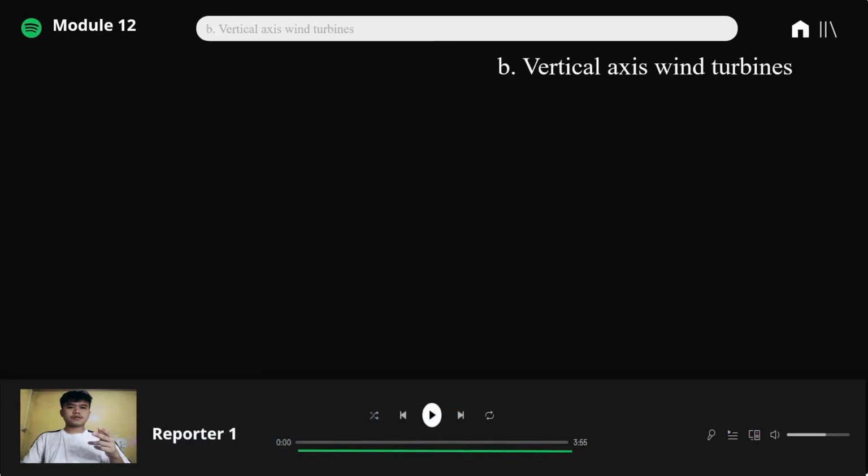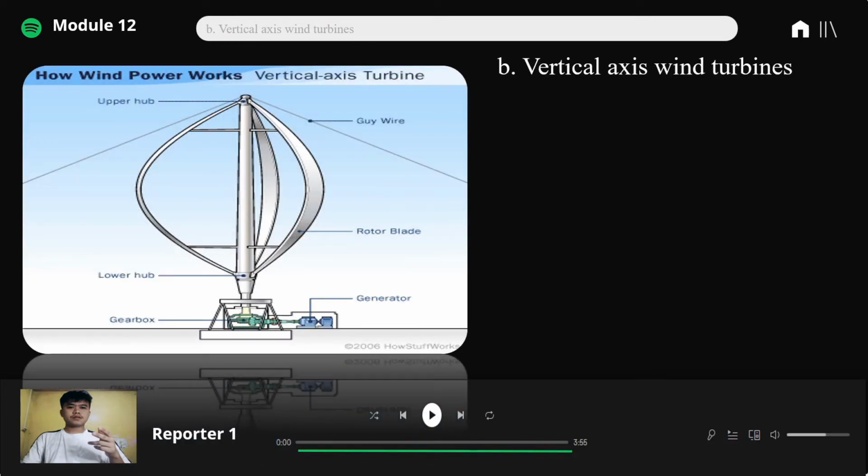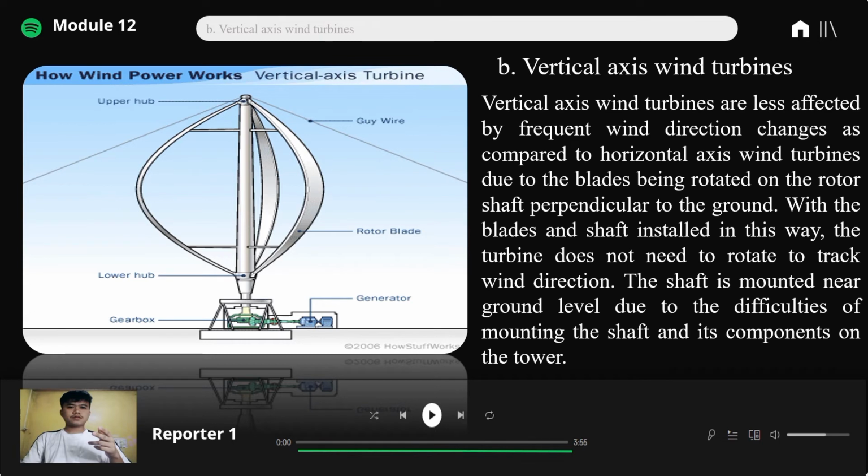Next, the vertical axis wind turbines. How wind power works for the vertical axis turbines. Vertical axis wind turbines are less affected by frequent wind direction changes as compared to horizontal axis wind turbines due to the blades rotated on the rotor shaft perpendicular to the ground. With the blades and shaft installed in this way, the turbine does not need to rotate to track wind direction.